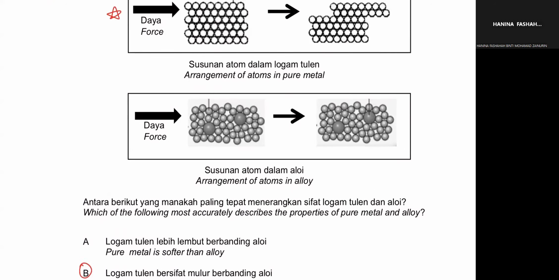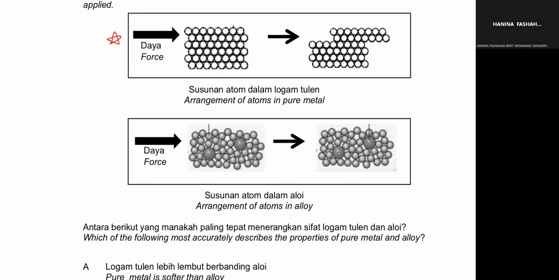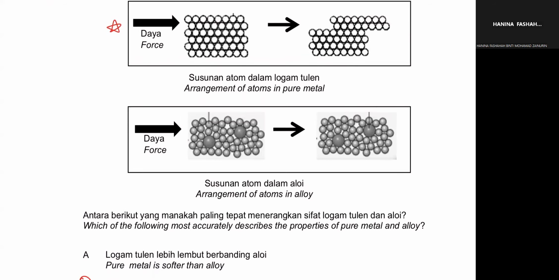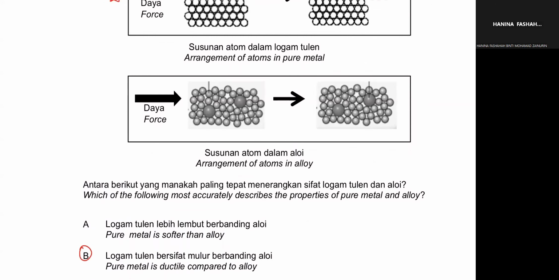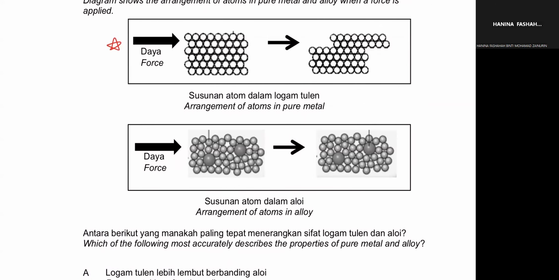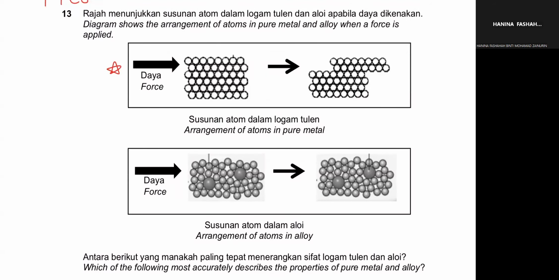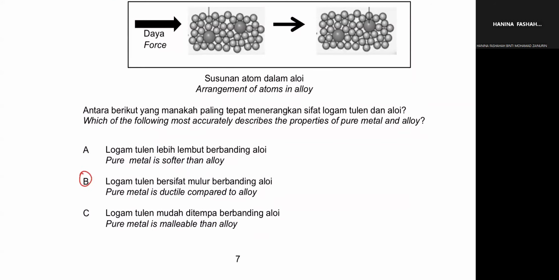But what they ask about is most accurately one. In this case, if you notice here, they talk about ductile. Ductile means the length will become longer. Originally the shape is like this, then they push and it becomes longer. If they talk about malleable, if you look at the diagram, it will show like malleable.